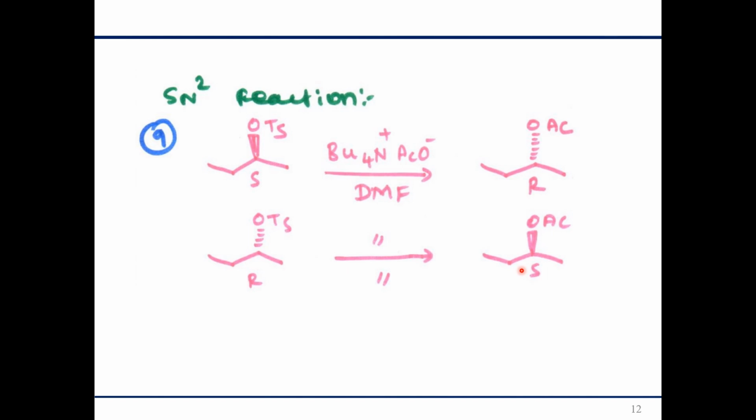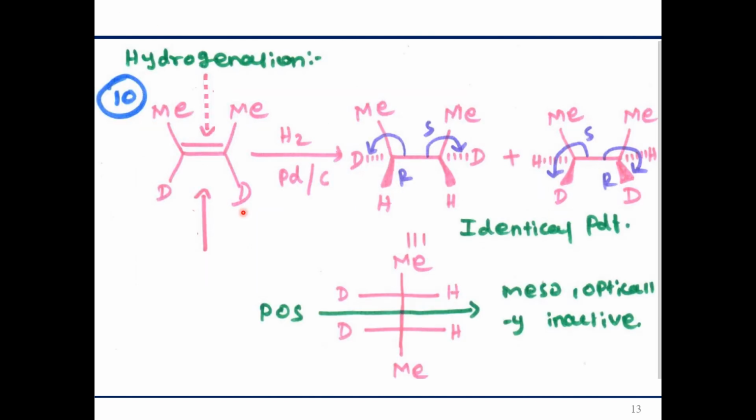And also this reaction is stereoselective because S gives selectively R and R gives selectively S. S is not giving the S stereoisomer product, R is not giving the R stereoisomer product. Hence this reaction is a stereoselective reaction. We will see the hydrogenation reaction.